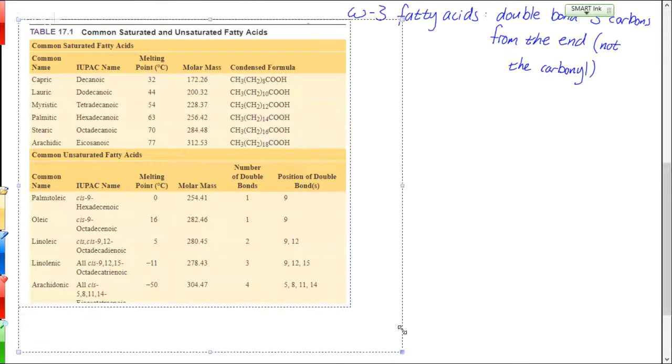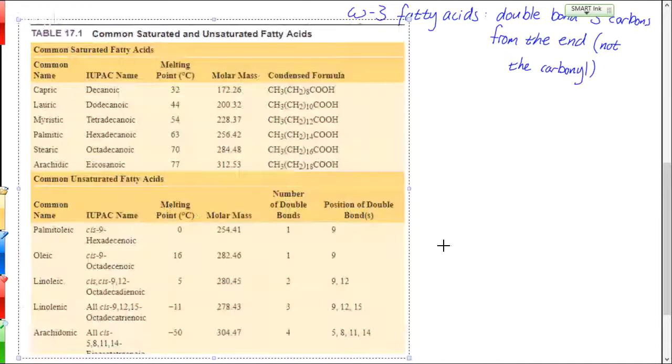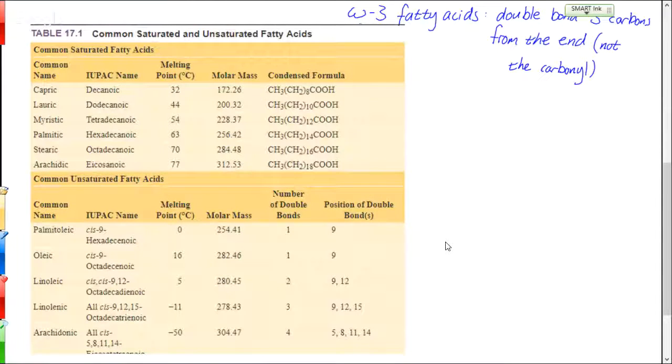This is from your book, page 602, if you're following along. Here are some saturated and unsaturated fatty acids. You don't need to know these names, but take a look at their melting points and their molar masses, how many atoms they have. This is going from 10, 12, 14, 16, 18, and 20 carbons. As you increase in carbons, you can see the melting point going up: 32, 44, 54, 63, 70, 77.